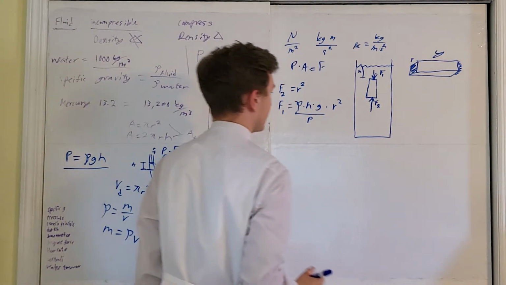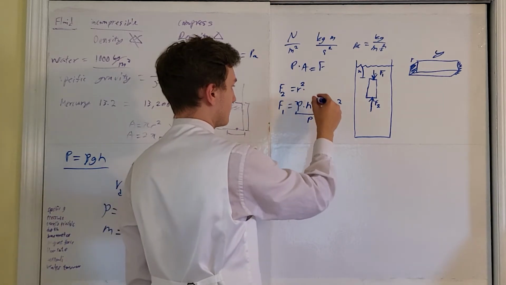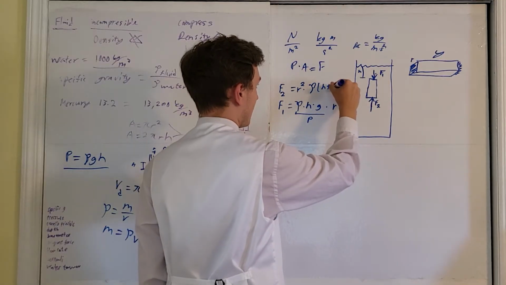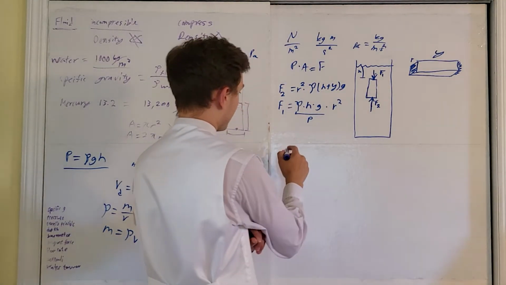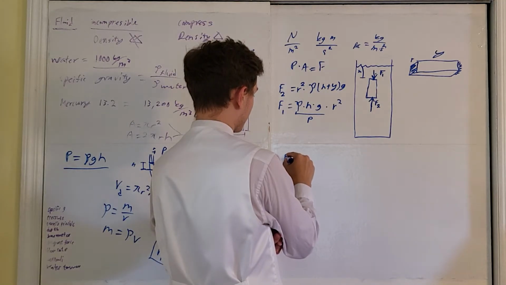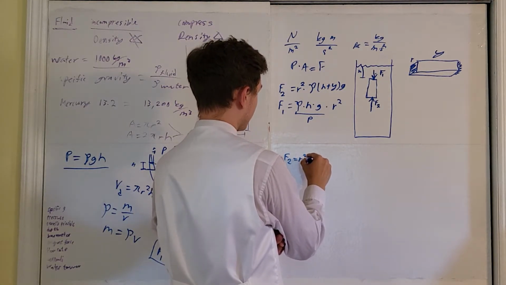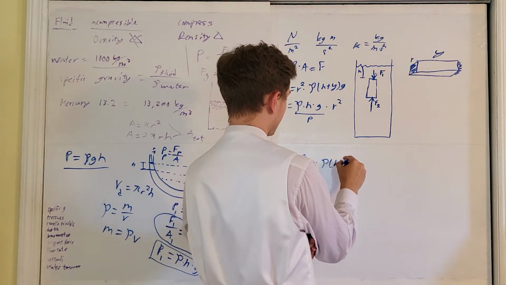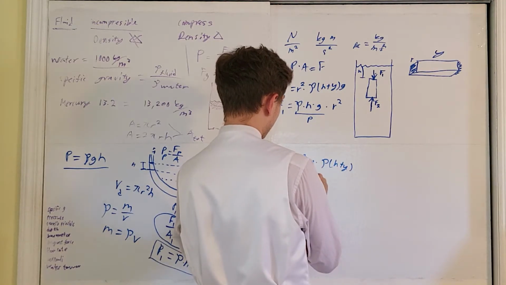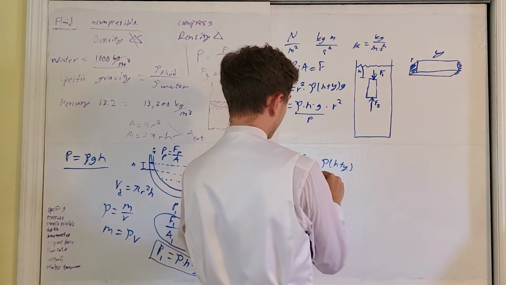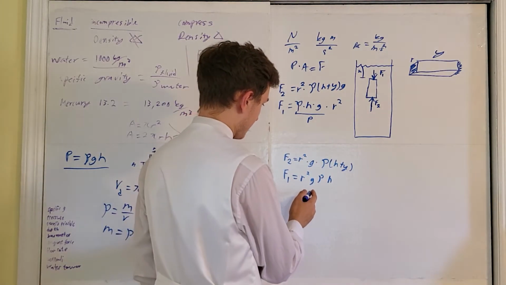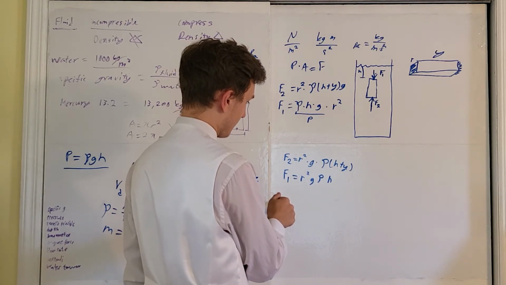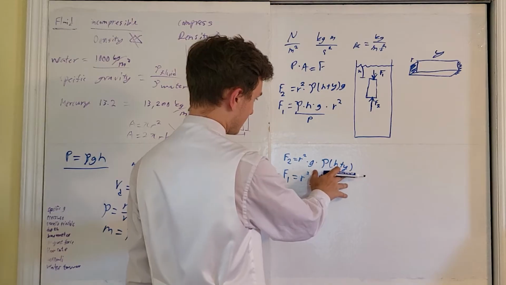times the pressure, which would be rho times h plus y times g. So if I were to rewrite this as force 2 equals r squared times g times rho times h plus y, and F1 equals r squared g rho h, I would see that the F2 term contains all the terms of the F1 term plus this y, okay?